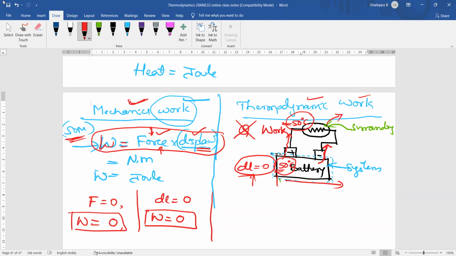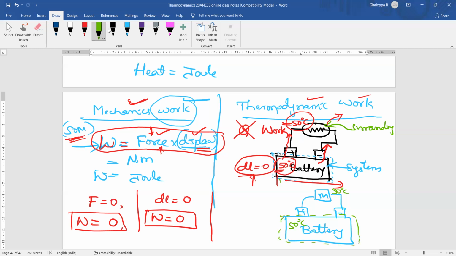Remove this bulb. I will give the best example. One more example I will give. Again, take a battery, positive terminal, negative terminal. Instead of the bulb, you connect one motor. Battery temperature is 50. Again, motor temperature is also 50. Motor temperature is nothing but surrounding temperature. Keep it. This is the system.